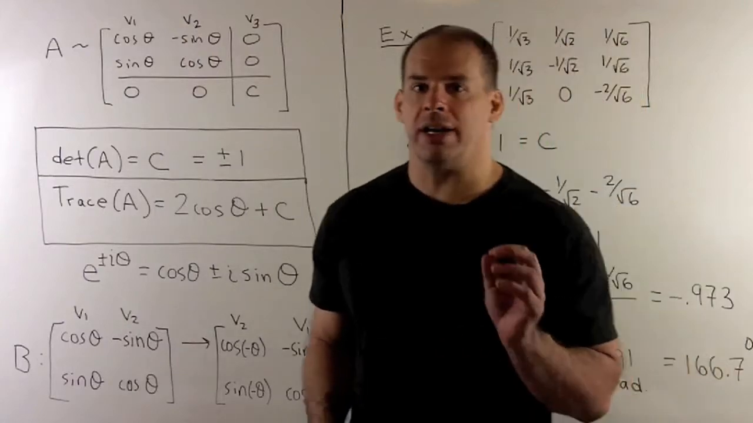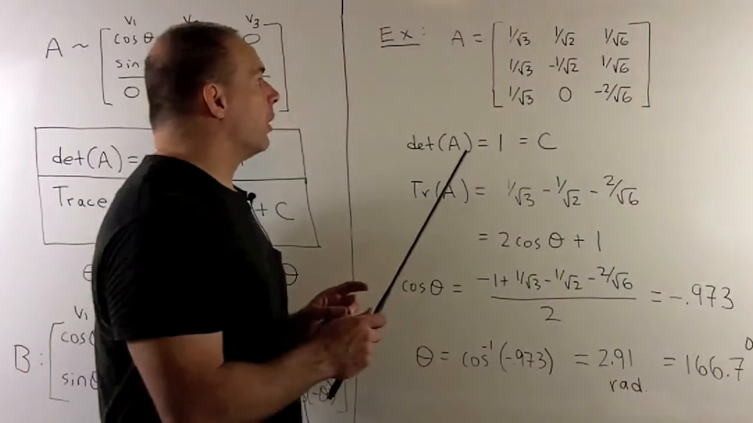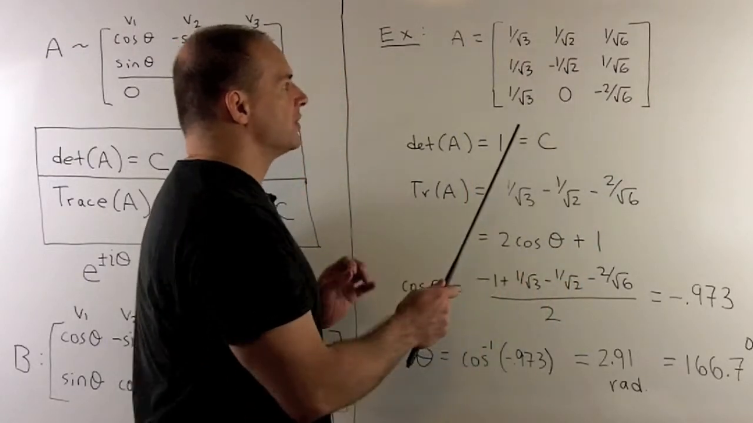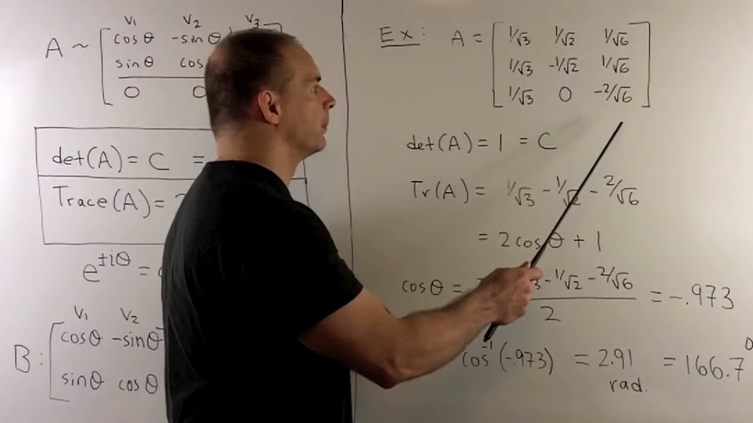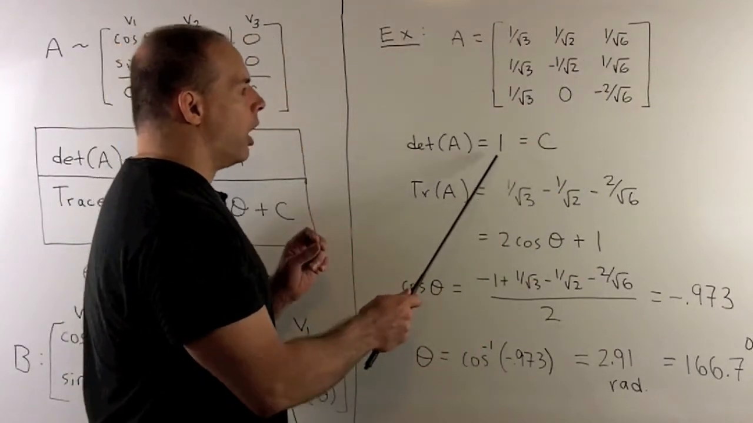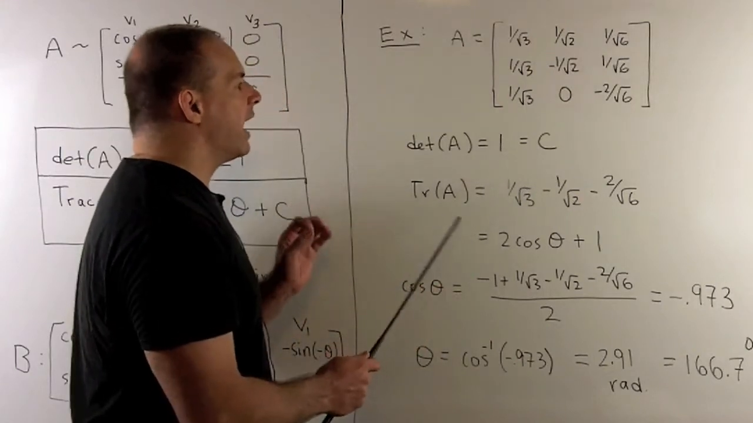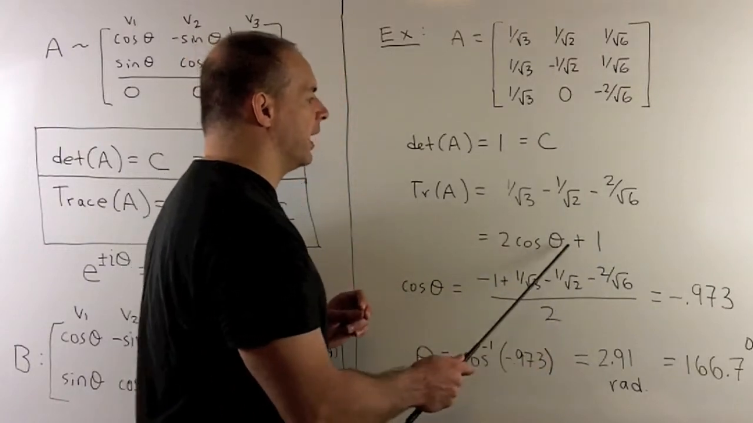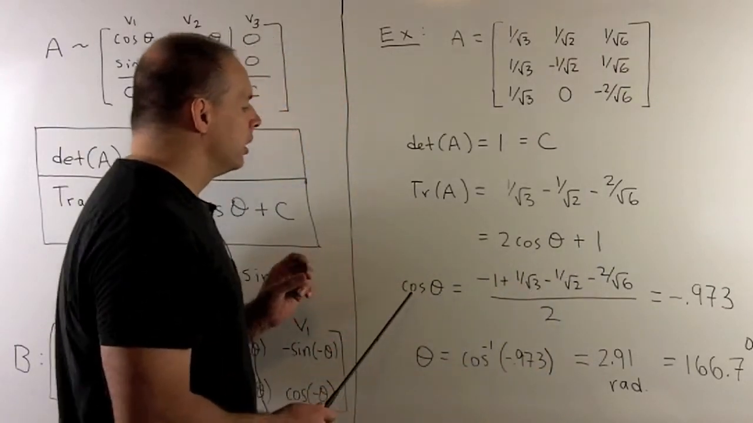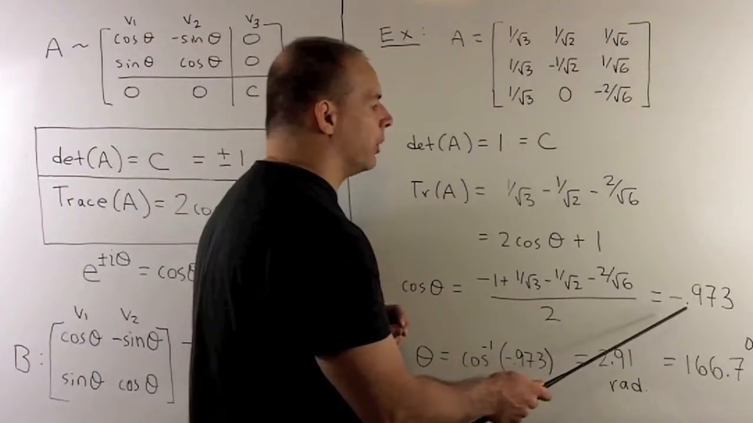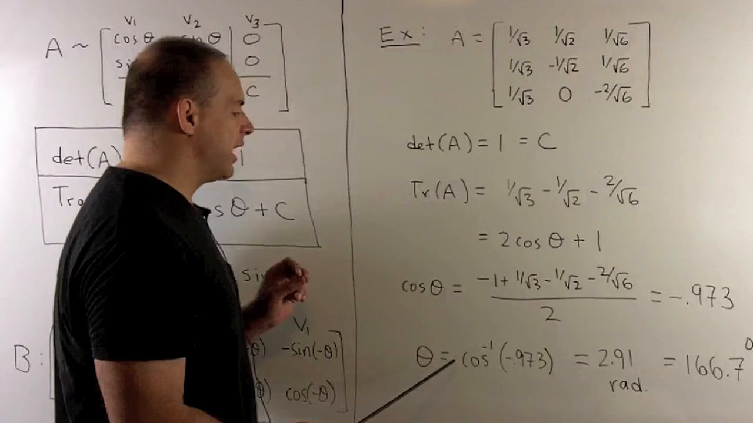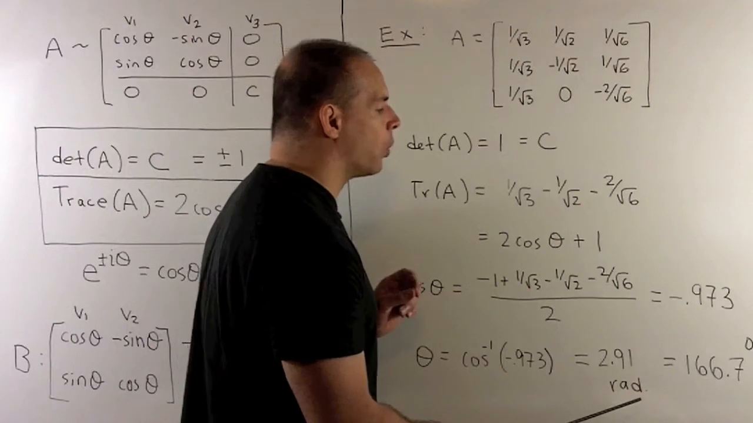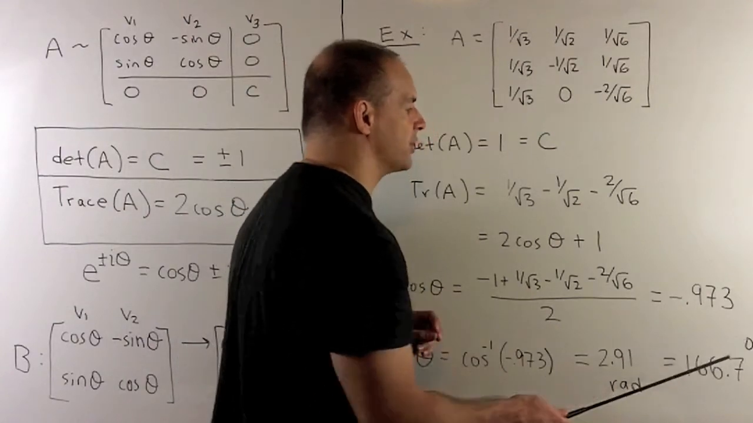Now, let's look at an example. So I'll have A in this form. Note A is orthogonal since the columns form an orthonormal basis. The determinant of A is going to be 1, which is our c. We take the trace of A, the sum of the diagonal entries, we get this expression, and that's equal to 2 cosine theta plus 1. So I solve for cosine theta, I get -0.973. If we take the inverse cosine of -0.973, we get 2.91 radians, or 166.7 degrees.